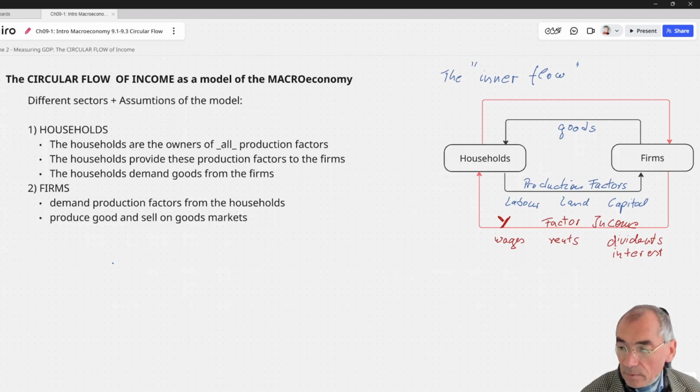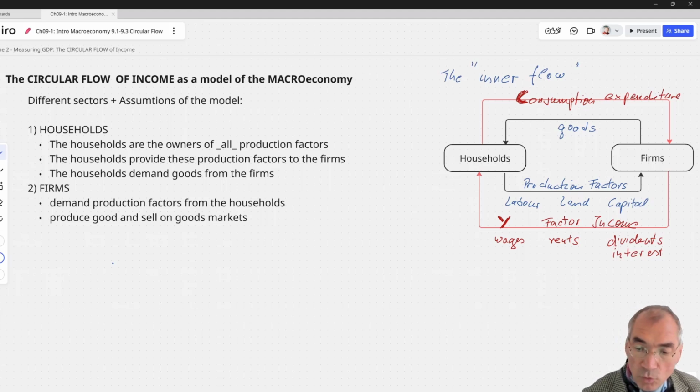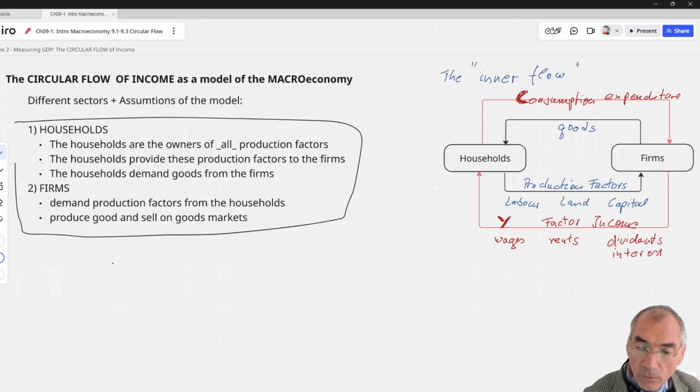On the other hand, there is this flow in this direction from the households to the firms as the payment for the goods that we receive, and we call this consumption expenditure. That's already it for the inner flow, the relation between these two, the households and the firms, and the roles that they play according to the assumption of the model.